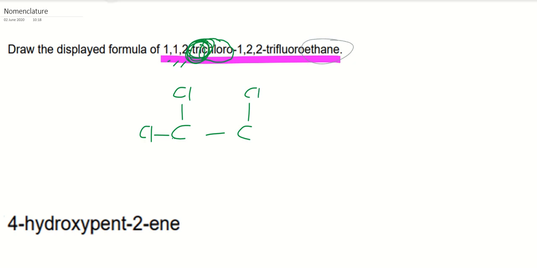Okay, so I've just numbered my carbons 1 and 2 from one end. It doesn't matter which end I number them from here because I'm making up the whole thing from the name. If I'd done it the other way around, I'd just get the same molecule but flipped over.